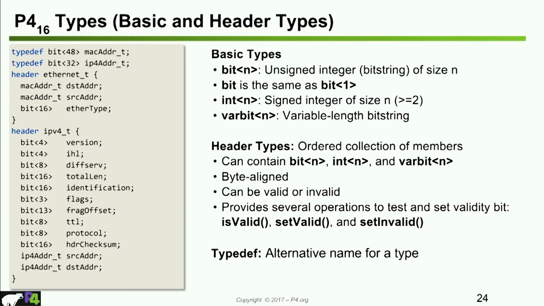So before we dive into the P4 programming, I just want to point out some of the types that are commonly used in P4. An unsigned integer is called a bit string, and you specify its length by specifying the N parameter. Signed integers are called ints. With bit strings, you can perform a number of different operations, such as addition, subtraction, concatenation, and so forth. Ints support some but not all of the same operations.